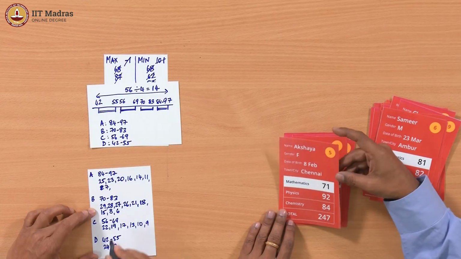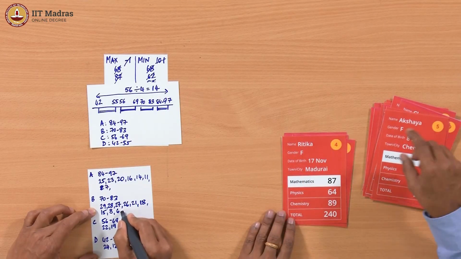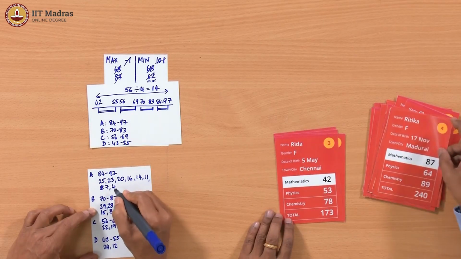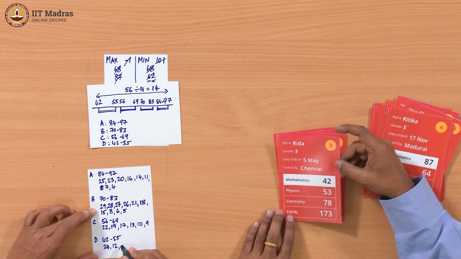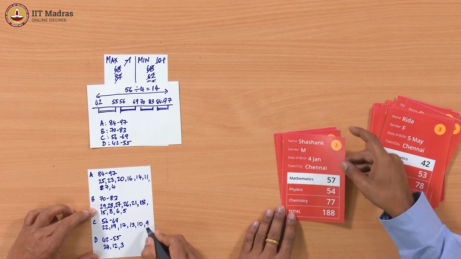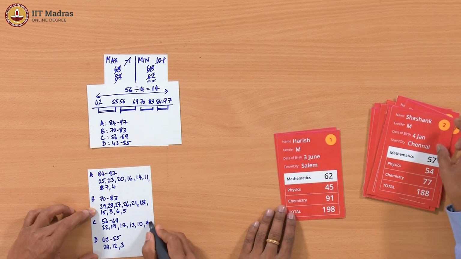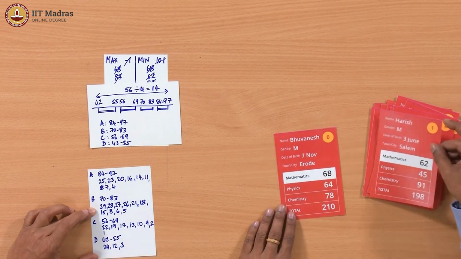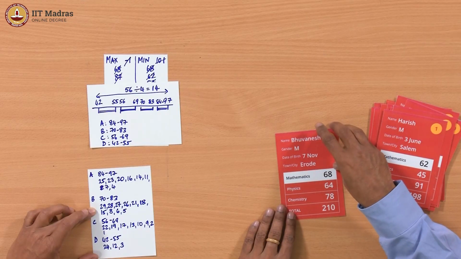71. 71 is also a B. So B is by far the most common. 87. 87 is an A. 42. 42 is unfortunately a D. 57. 57 is a C. That's card number 2. 62. 62 is also a C. That's card number 1. Final card, 68. 68 is also a C.